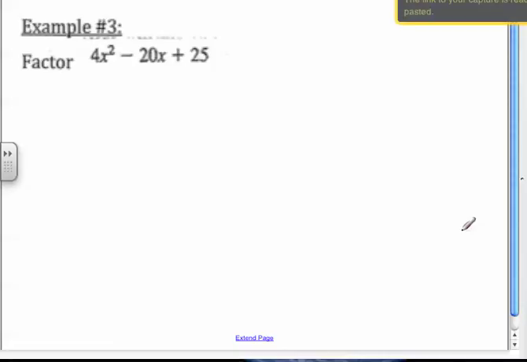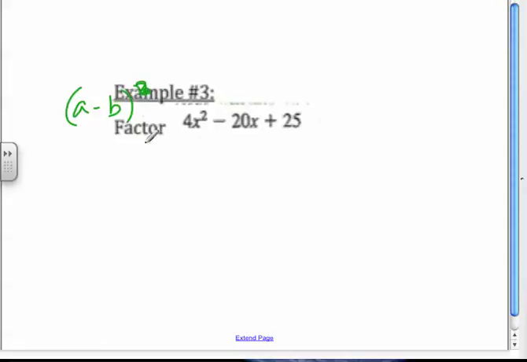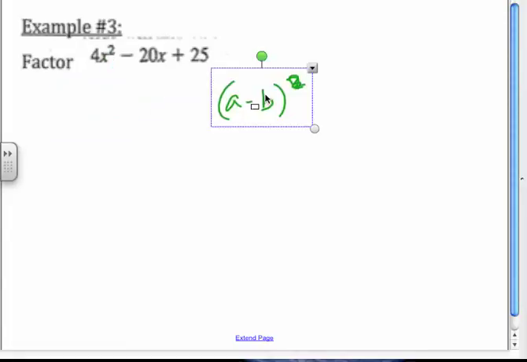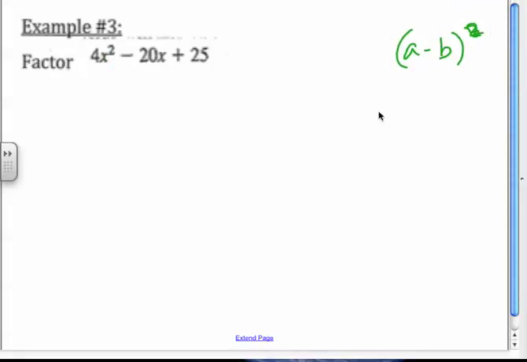What type of binomial do you think it's going to follow, Eddie? It's going to be the a minus b squared form, isn't it? Now the thing is, though, guys, I may not pick that right off the bat. I may go, you know what, I've just got to factor this thing. Okay, well, let's do that.